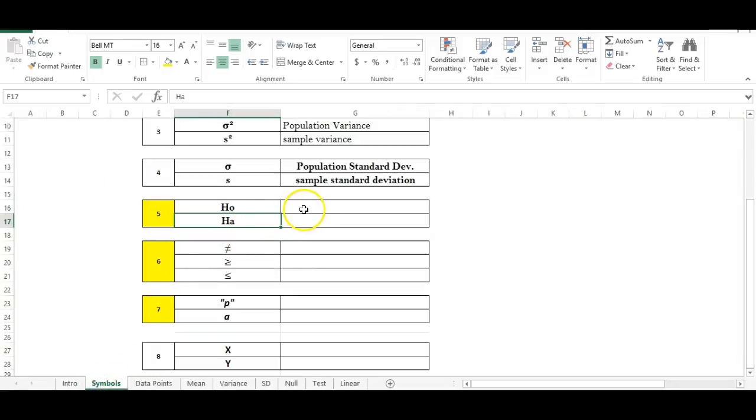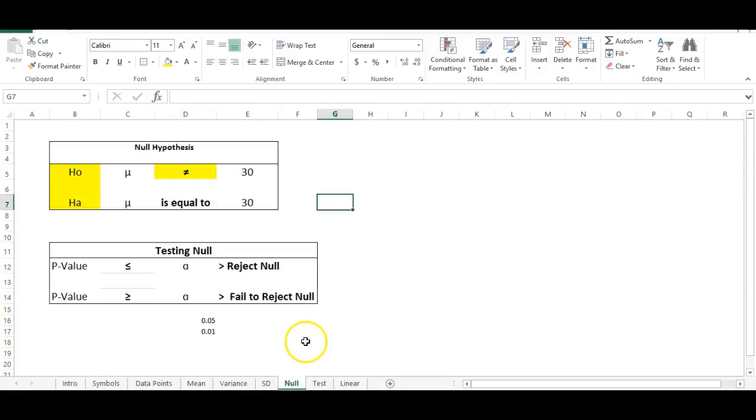So in terms of symbols, H0 would be the null or the no, and HA would be the alternative. Now the next three symbols should look quite familiar. But again, understand that we're using these in the context of null hypothesis. So again, when I do my null, when I state it, I state mu is not equal to 30. That's my null. Now, how do we actually test our null? How do we know if we should accept the null or reject it?